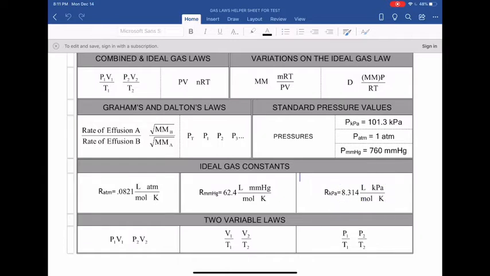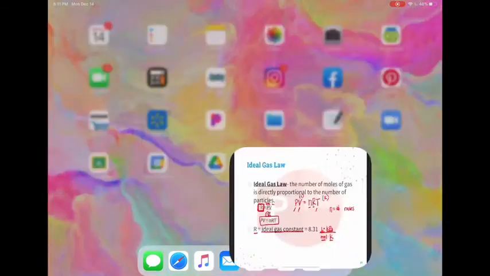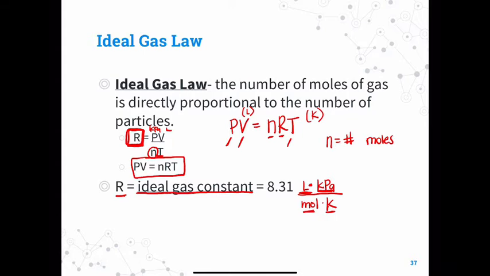Now, there's one tricky thing. If you're doing a PV = nRT problem and it asks you to solve for P, and so it doesn't give you a pressure because you are trying to find the pressure, then you can use any of the R values you want. You can use 0.0821, you could use 62.4, or you could use 8.31. The catch is that you have to make sure you put the correct units on.